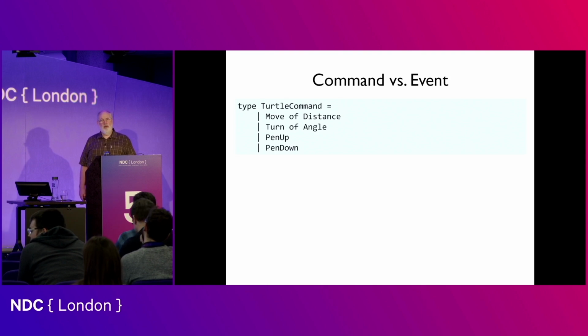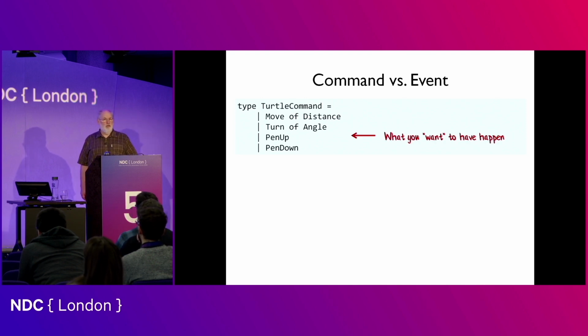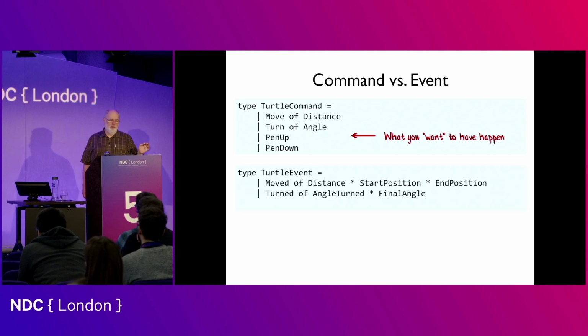So event and command are not quite the same thing. When I talk about commands, it's like I want you to do something, it's imperative. I'm asking you to do something or ordering you to do something. But that doesn't always happen. So that's what I want to have happen. An event is what actually happened. I actually moved this distance. I actually turned this angle. I actually did this thing. Because just because I want it to happen doesn't mean it actually happened, right?